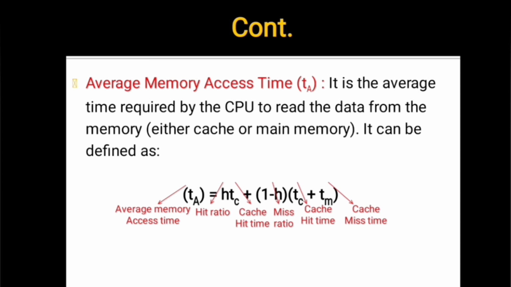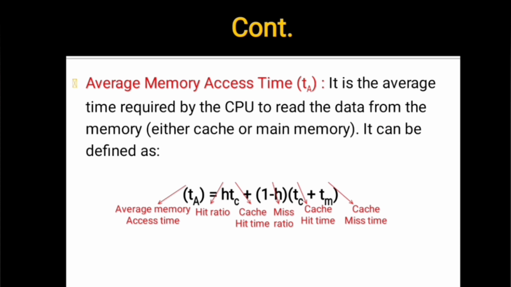Now its formula is given by TA. TA here denotes the average memory access time, which is equal to, now here we have two components. The first component is H multiplied by TC, that is TH. The first component says that whenever the CPU examines the cache memory, and if the data is available in the cache memory, in that case the data is read from the cache memory. Hence the hit ratio is multiplied by the cache hit time, the time required to read the data from the cache memory.